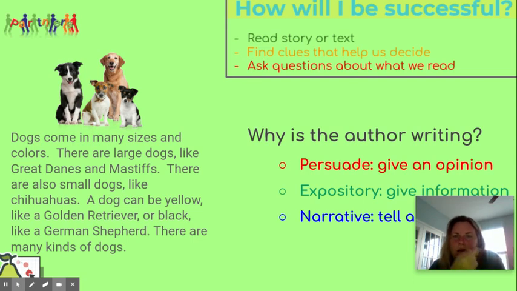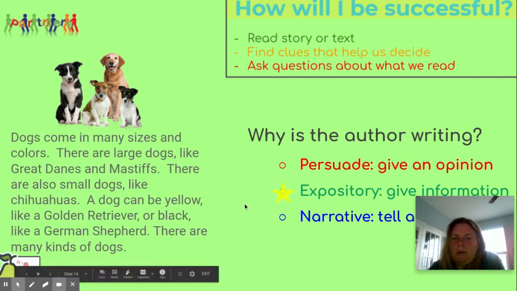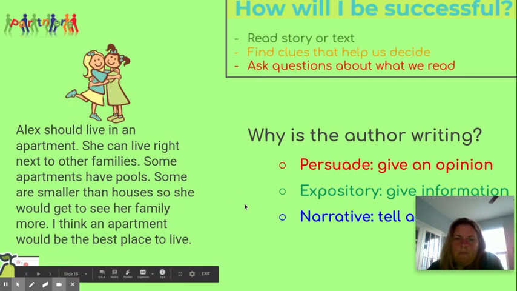So we read the text. We find the clues. Oh, that's a real picture. But then we have to ask ourselves about what we read. Was he trying to give us an opinion? Not really. Was he giving us information? Yeah, he was giving us information about dogs. Was he telling us a story? No. So if you picked expository, you were right.